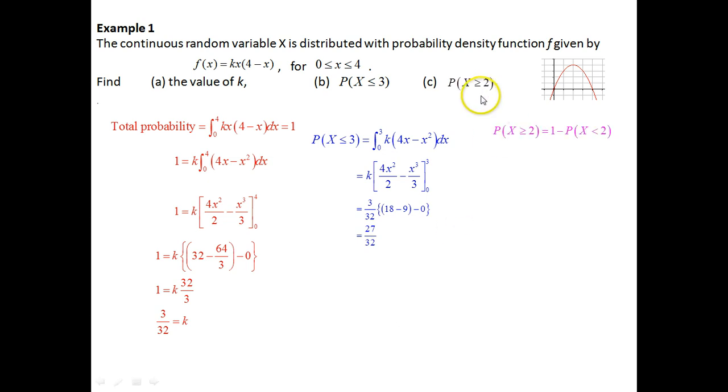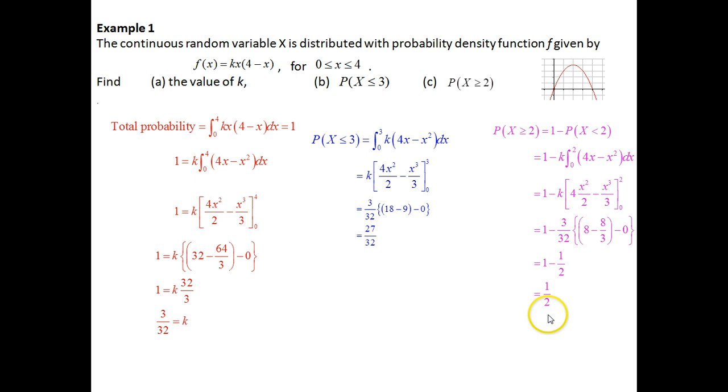Greater than or equal to 2, well, I could integrate from 2 up until 4, but it's just as easy to say that it's 1 minus the probability up to the value 2. So I take 1 and then integrate from 0 to 2, work that out, take it away from 1, and I get the answer half. Obviously 2 is in the middle, but you don't always know that, so it's nice to check.